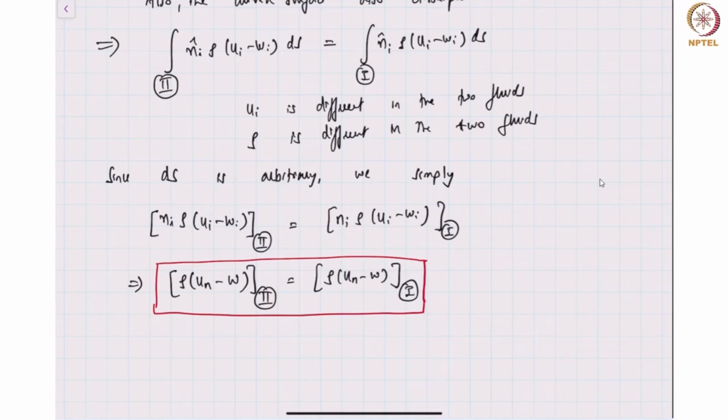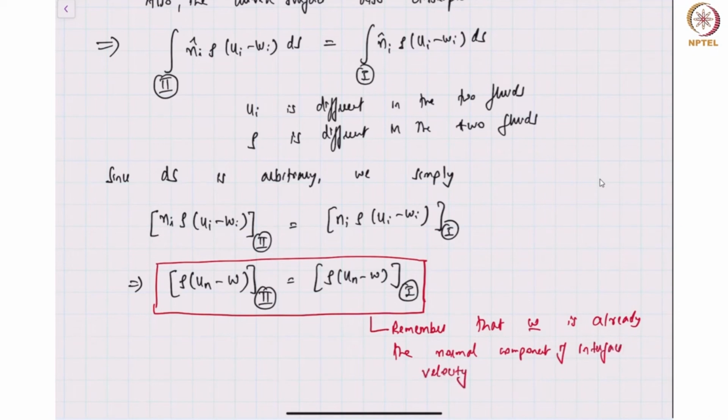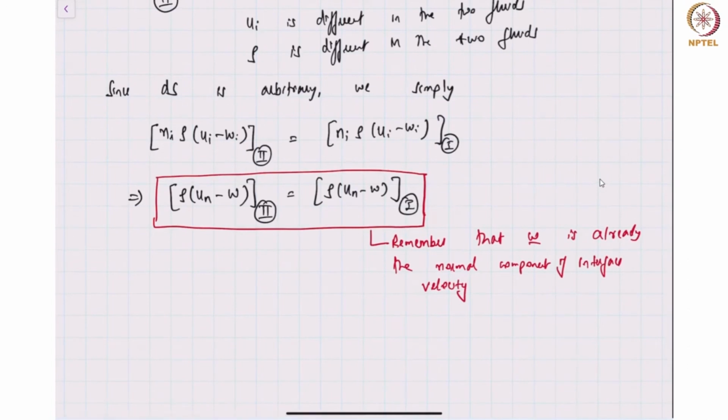Okay, I have to remember that the w that we wrote down here, w is already the normal component of interface velocity. So there is no need to put explicitly w subscript n, because w is already the normal component of the interface velocity. So this is a very important result. We'll call this equation star.